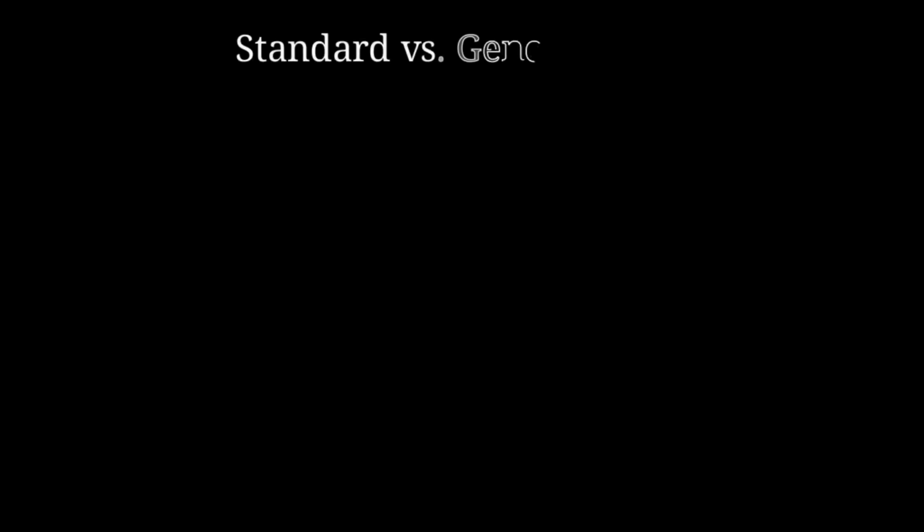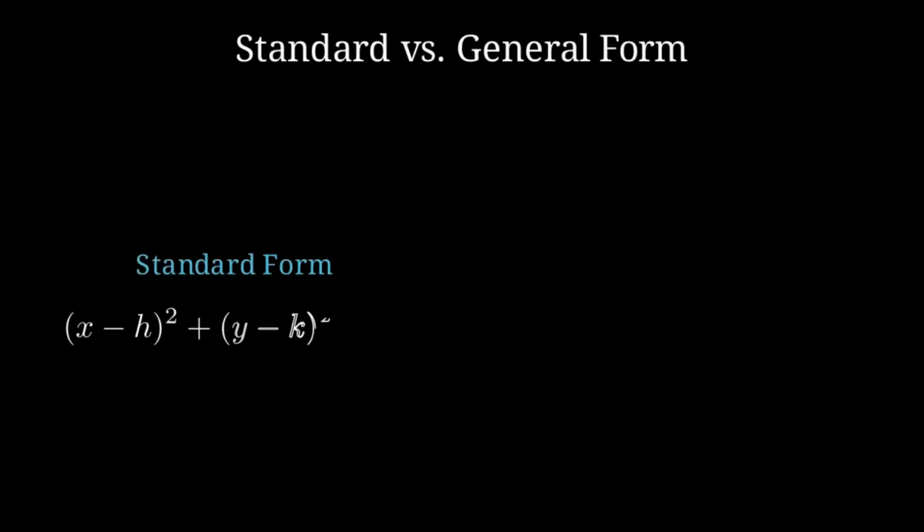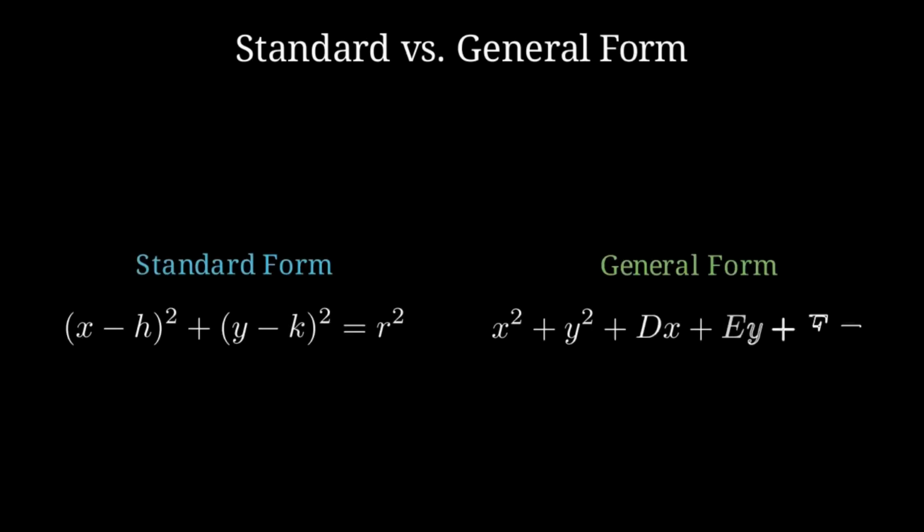The standard form tells us exactly where the center is and how wide the circle reaches. The general form, however, hides these features. Our goal is to convert the general form into the standard form using a technique called completing the square.